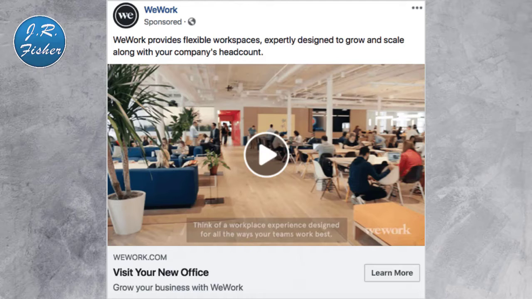So as you look at this ad here, you're seeing WeWork provides flexible workspaces expertly designed to grow and scale along with your company's headcount. So what they're trying to say is that even if you join WeWork and you get a spot there and you start to grow, you could stay with them, because nobody wants to uproot their business, right? Now you should go back to your ads or your ideas for ads and see if it matches all those things I just talked about in that ad, and if they do, you're in good shape. That's really important for you to do.